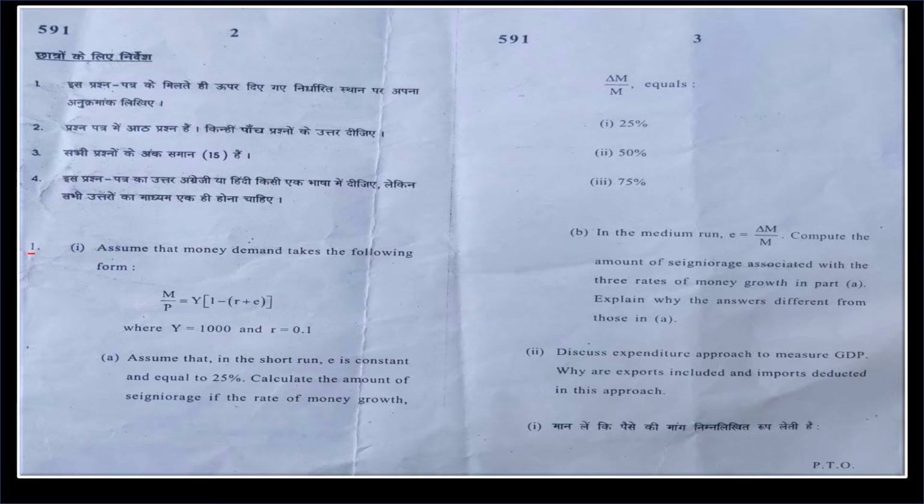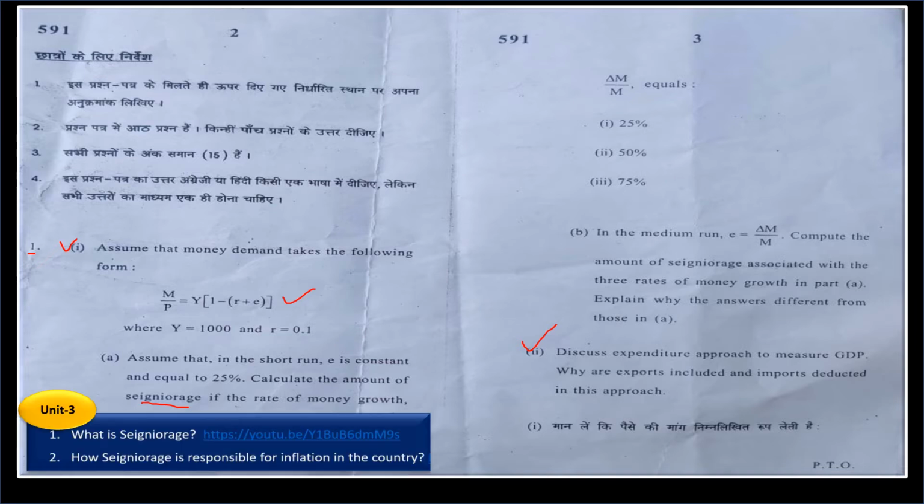Starting from question number 1. Question number 1 has two parts, part 1 and part 2. Part 1 is talking about seigniorage. It's a numerical question on seigniorage based on a formula. If you remember, in my video in unit 3, I asked every one of you to prepare seigniorage and hyperinflation very nicely. If you had prepared it, I have also shared the video to help your learning, where I explained the equation of seigniorage very well.